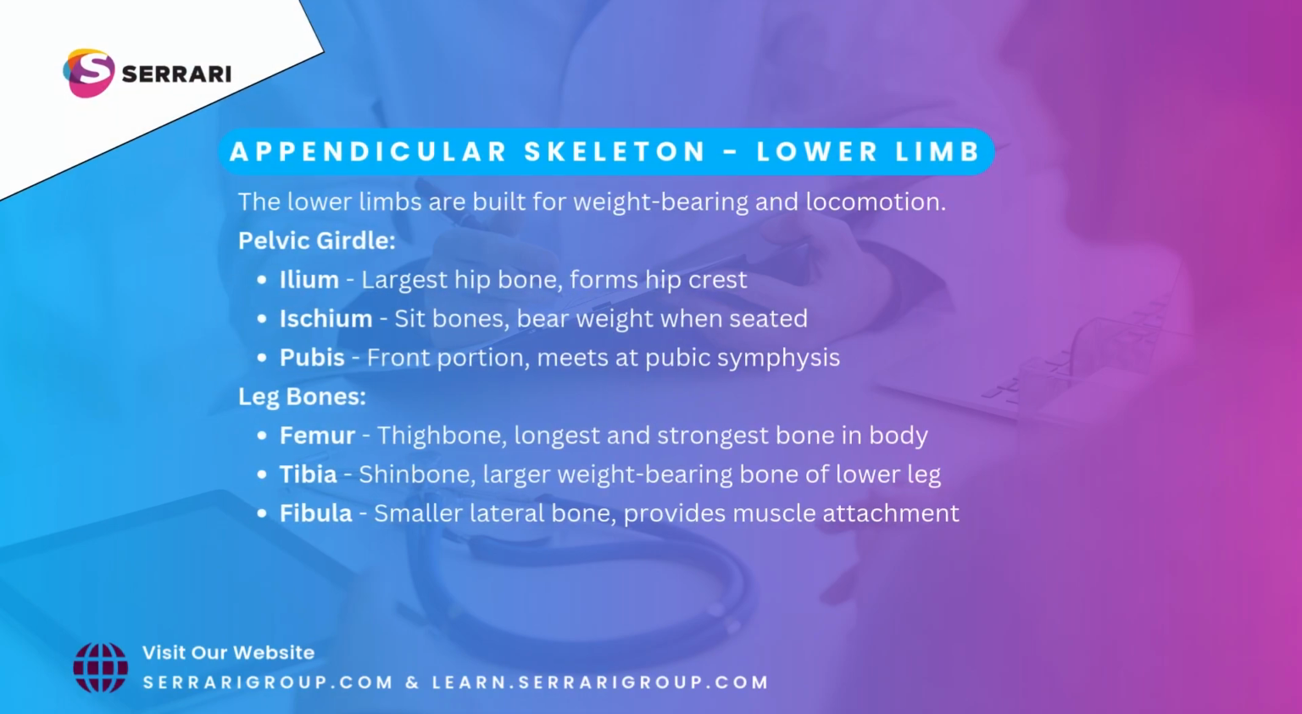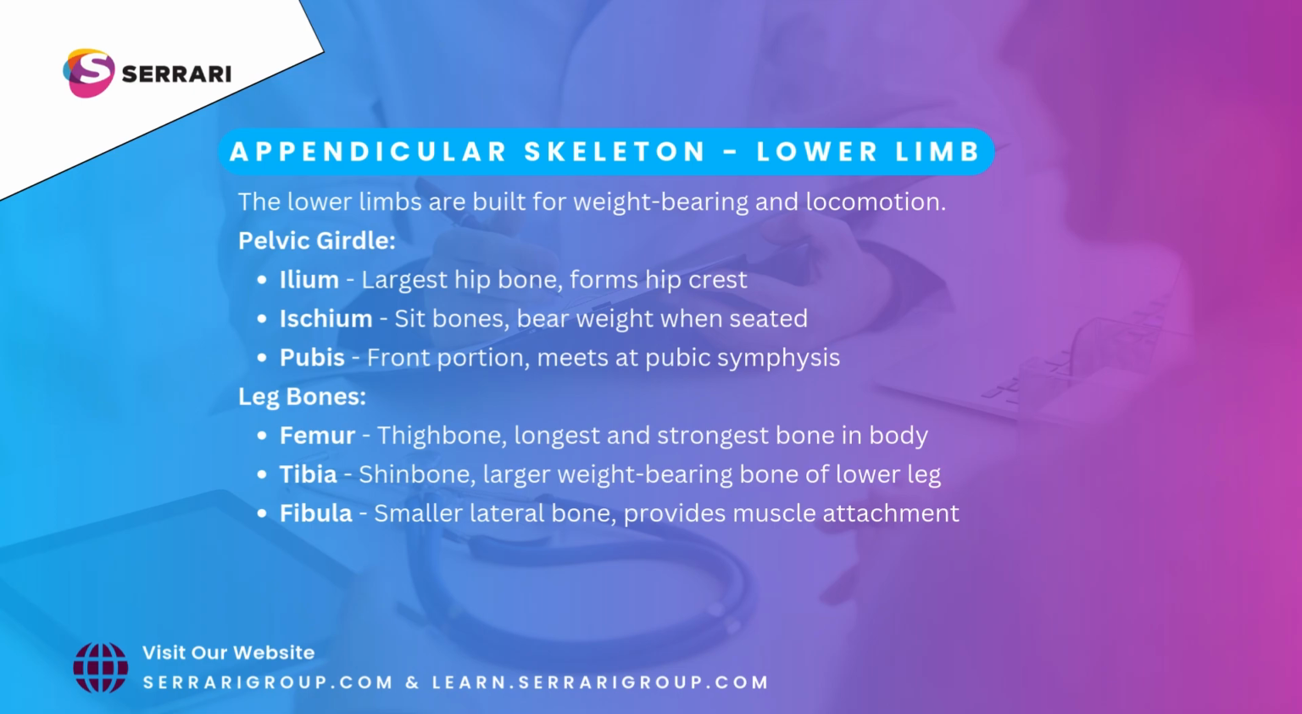Appendicular skeleton, lower limb. The lower limbs are built for weight bearing and locomotion. Pelvic girdle. Ilium, largest hip bone, forms hip crest. Ischium, sit bones, bear weight when seated. Pubis, front portion, meets at pubic symphysis.